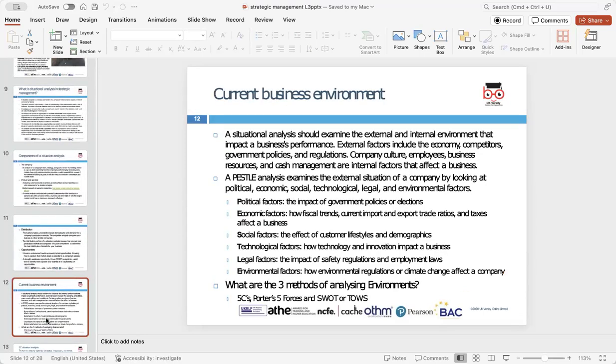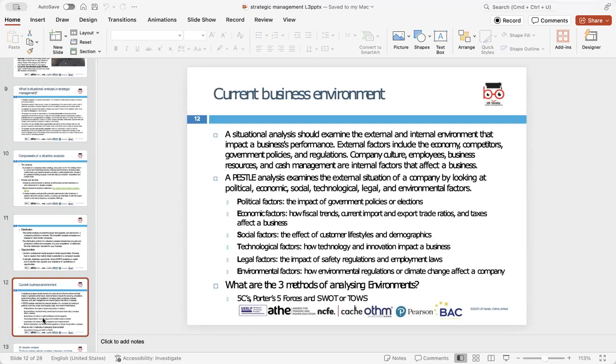Business environment. The situational analysis also includes examining the external environment that affects a company's operations. Several external factors can influence a business, such as the economy, competitors, and government regulations. These factors are typically outside of the company's control and must be considered when developing strategies.